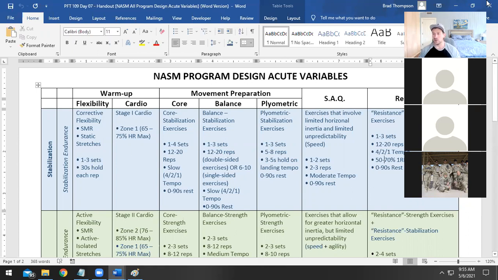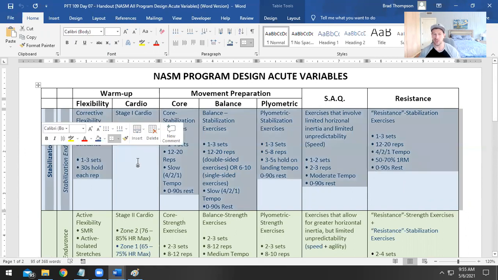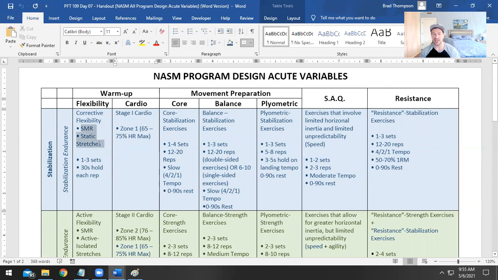Yeah, so just working our way across the chart here really, really quick. So again, flexibility training for stabilization clients. They're going to get SMR and static stretches because that is corrective flexibility. That's going to be 1 to 3 sets, 30 second holds. For cardio, they're going to get stage 1 cardio. Stage 1, it only consists of zone 1. Pretty simple, right?